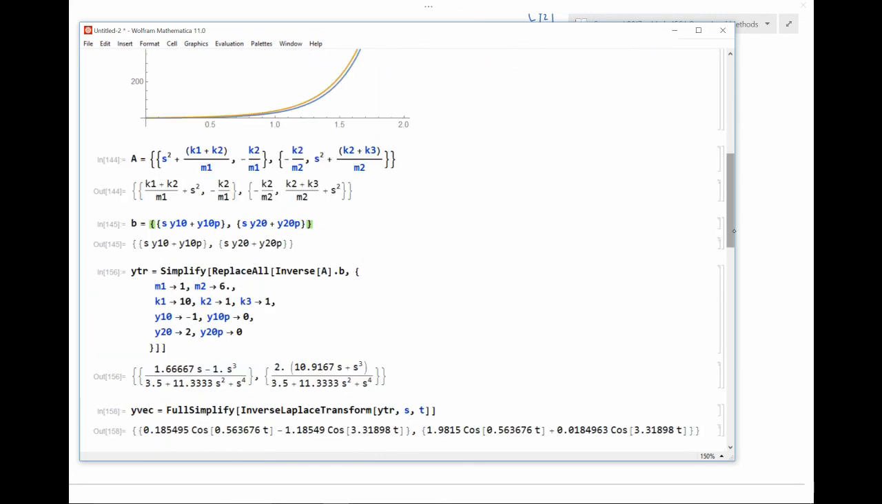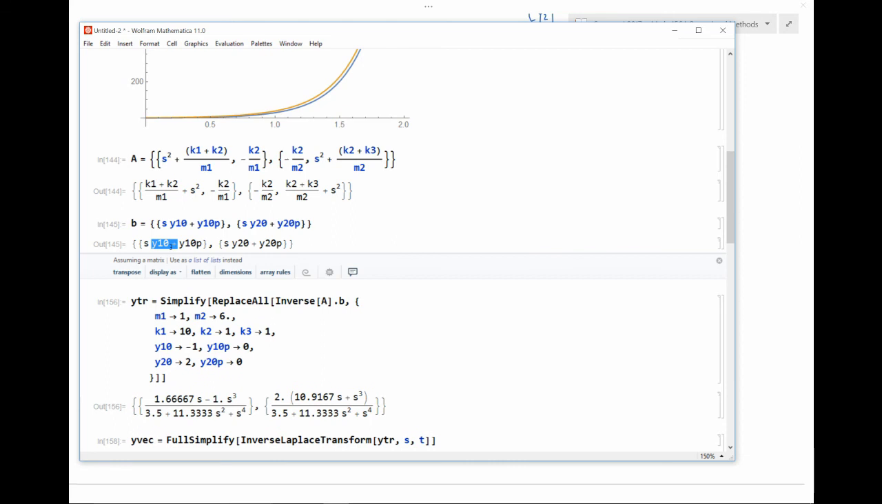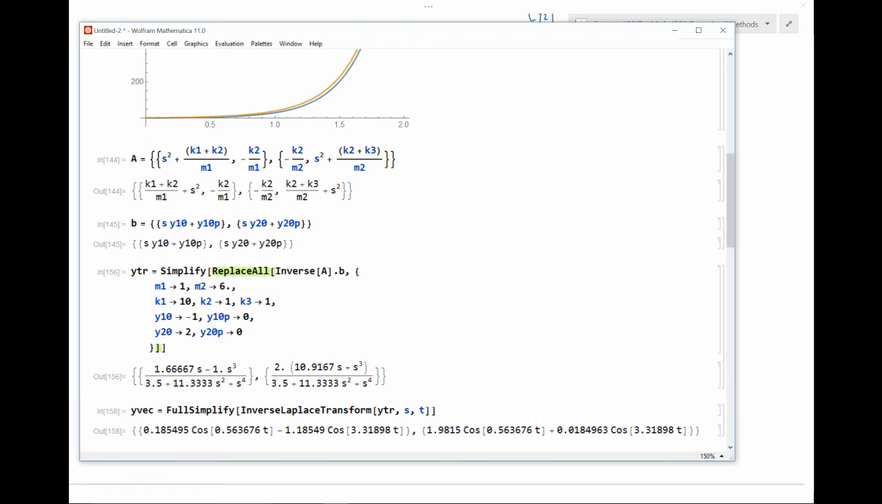Then what I want to do is replace the parameters k1, k2, m1, m2, y1,0 is y1 naught, y1,0p is y1,0 prime. So I want to replace all of those with some numbers. I'm going to assume that the first element is quite light and the second is quite heavy, 6 times heavier. K1 is going to be a very stiff spring with a spring coefficient of 10. K2 and K3 will be very soft springs.